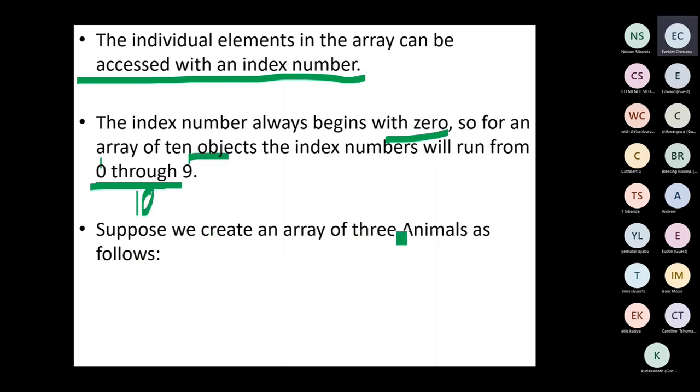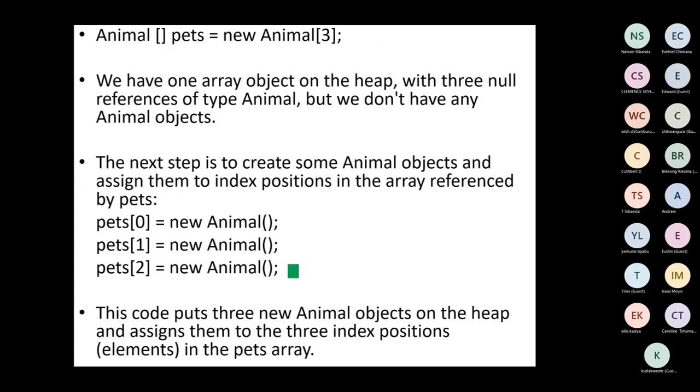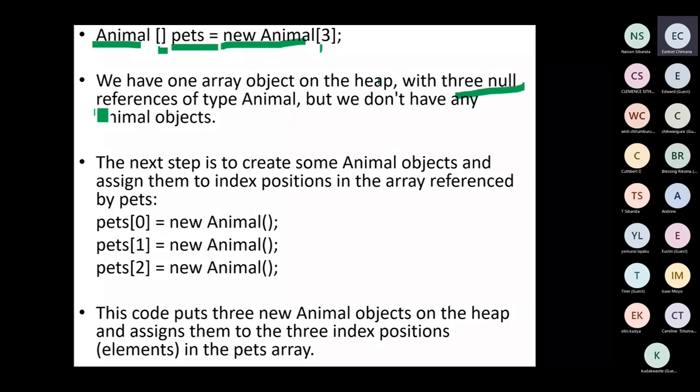Suppose we create an array of 3 animals as follows. Animal, then square brackets, then the identifier pets, then a new Animal with the size 3, which means we've created an animal array that can hold 3 animal objects. So we have one array object on the heap with 3 references of type Animal, but we don't have any animal objects. What we have is references, but we do not actually have the objects.